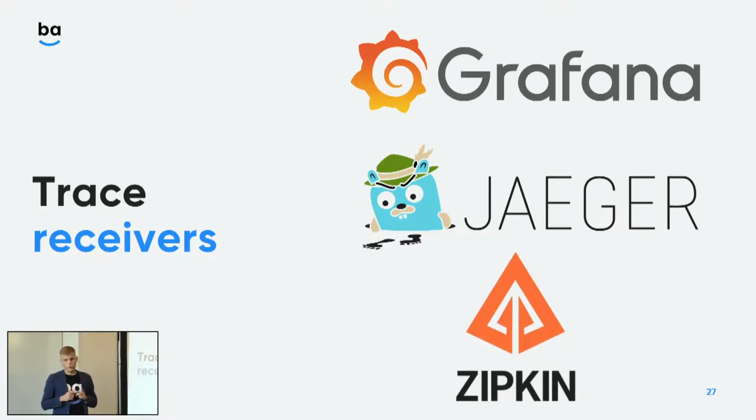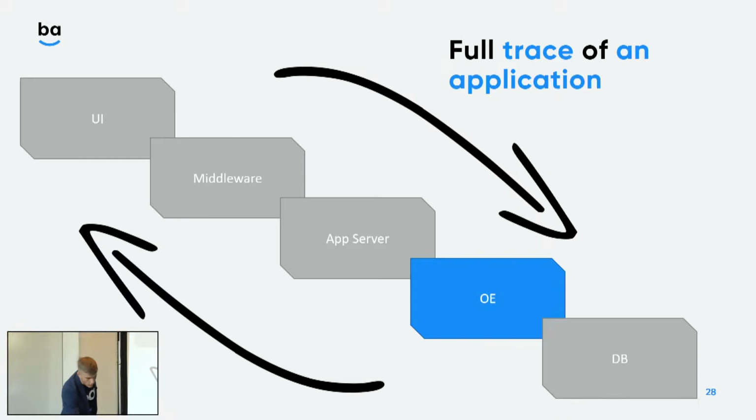It's important that you can use pretty much any kind of trace receiver as long as it supports the OpenTelemetry standard, and you will not need any code changes to send it to different places. So I have talked about tracing a full request of your application. This is a graphical representation of it.